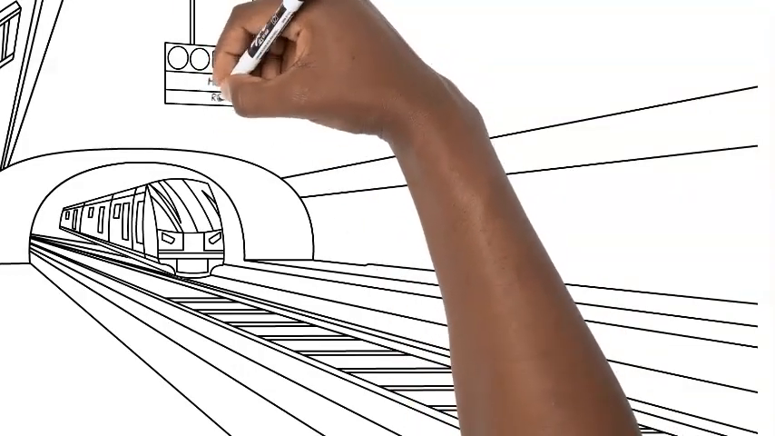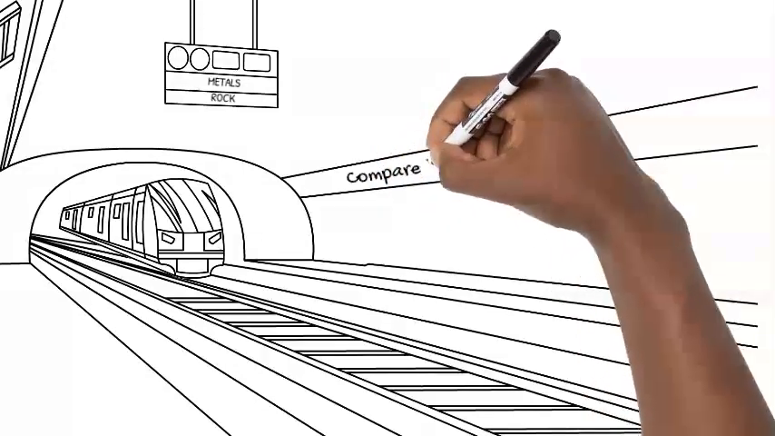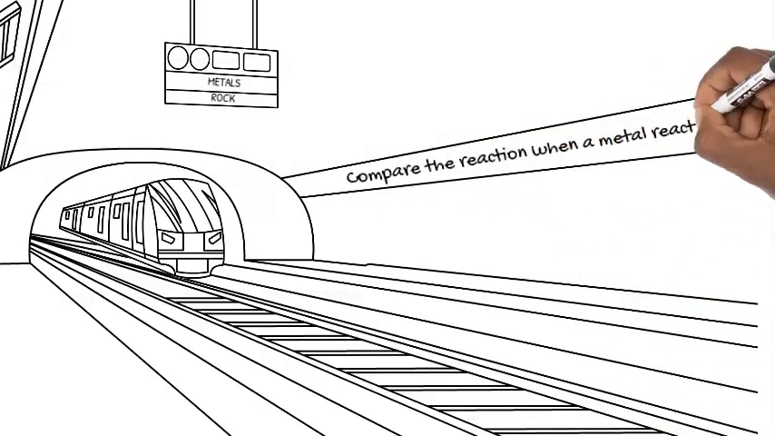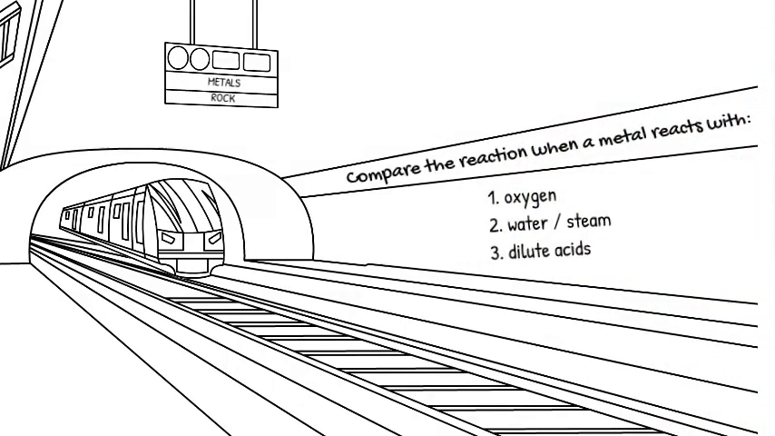and react. So what scientists have done is they've taken a range of metals that we find on the periodic table and they've compared each metal with the way that they react when added to oxygen, water, or if I heat it, steam, and even dilute acids. And they've looked to compare the reactions.